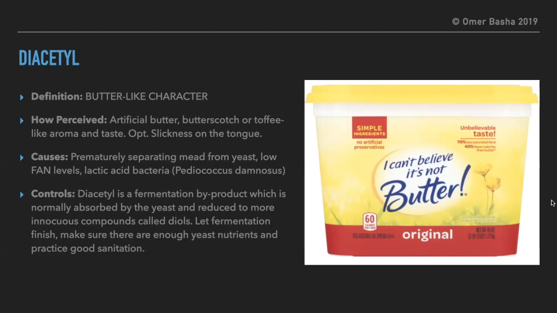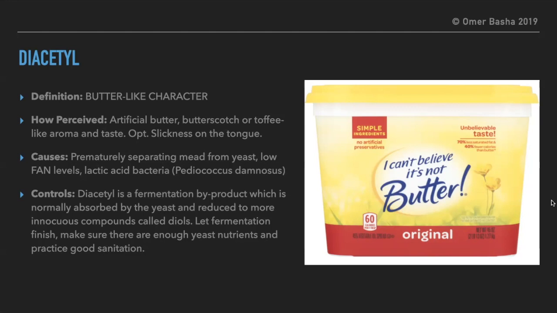So basically, diacetyl is another substance that the yeast produce and that they clean up at the end of fermentation. So if we separate the mead from the yeast, we don't give the yeast the opportunity to clean up that diacetyl, and we will be stuck with a lot of diacetyl.